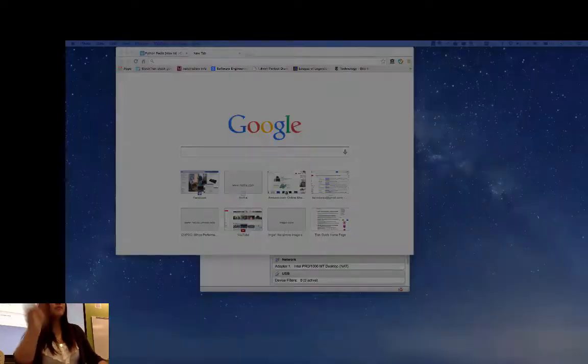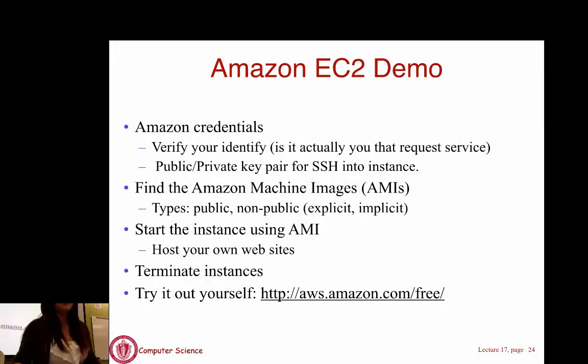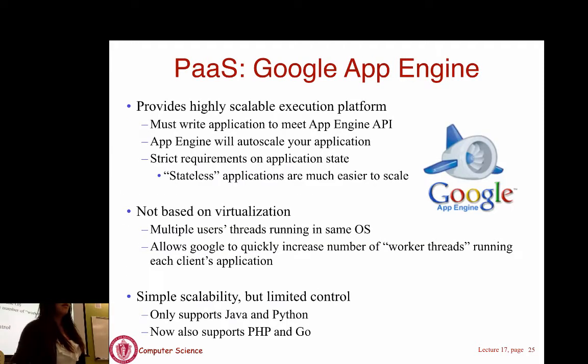Let's just finish the lecture and we're going to get off. All right, so I already talked about Google App Engine. One thing to take away is that it doesn't need virtualization. All it does is use threads to spawn more threads on servers to sustain your application's growth.